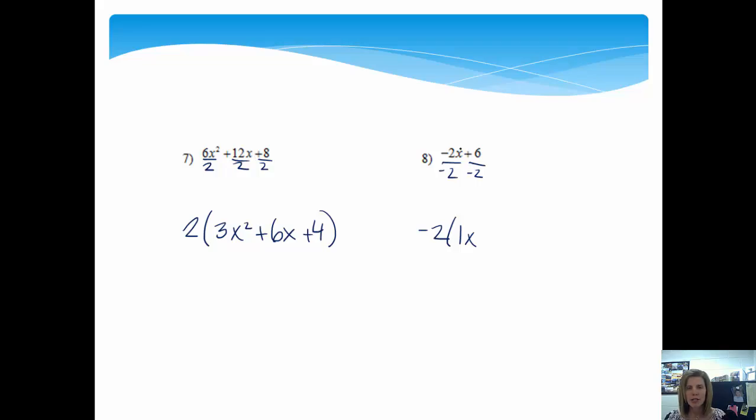Instead of bringing down my plus sign this time, I'm actually going to divide first. 6 divided by negative 2 is negative 3. So that's what it will look like factored. And you'll notice if I multiplied it back out, I will get what I started with.